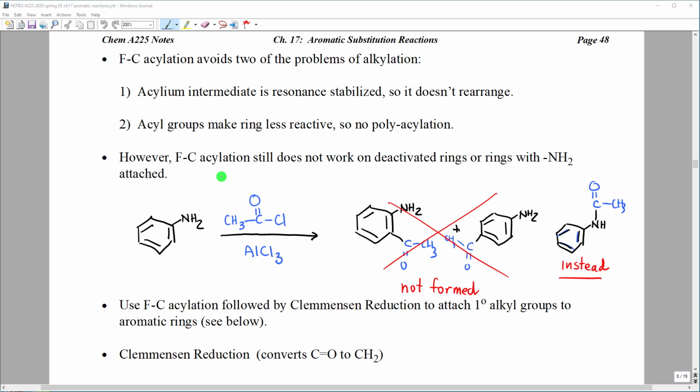or rings with NH2. In particular, the problem with NH2 is that if we were to try to do this reaction on this benzene ring, which has an NH2 group attached, instead of getting products where the acyl group is attached to the benzene ring, shown here, we get products where the acyl group is attached to the nitrogen, because nitrogen itself is also able to react with the acyl chloride electrophile. This makes an amide. We're going to talk about this when we talk about carboxylic acid derivatives in a later chapter. But for right now, we just need to know that it is an undesirable side reaction.